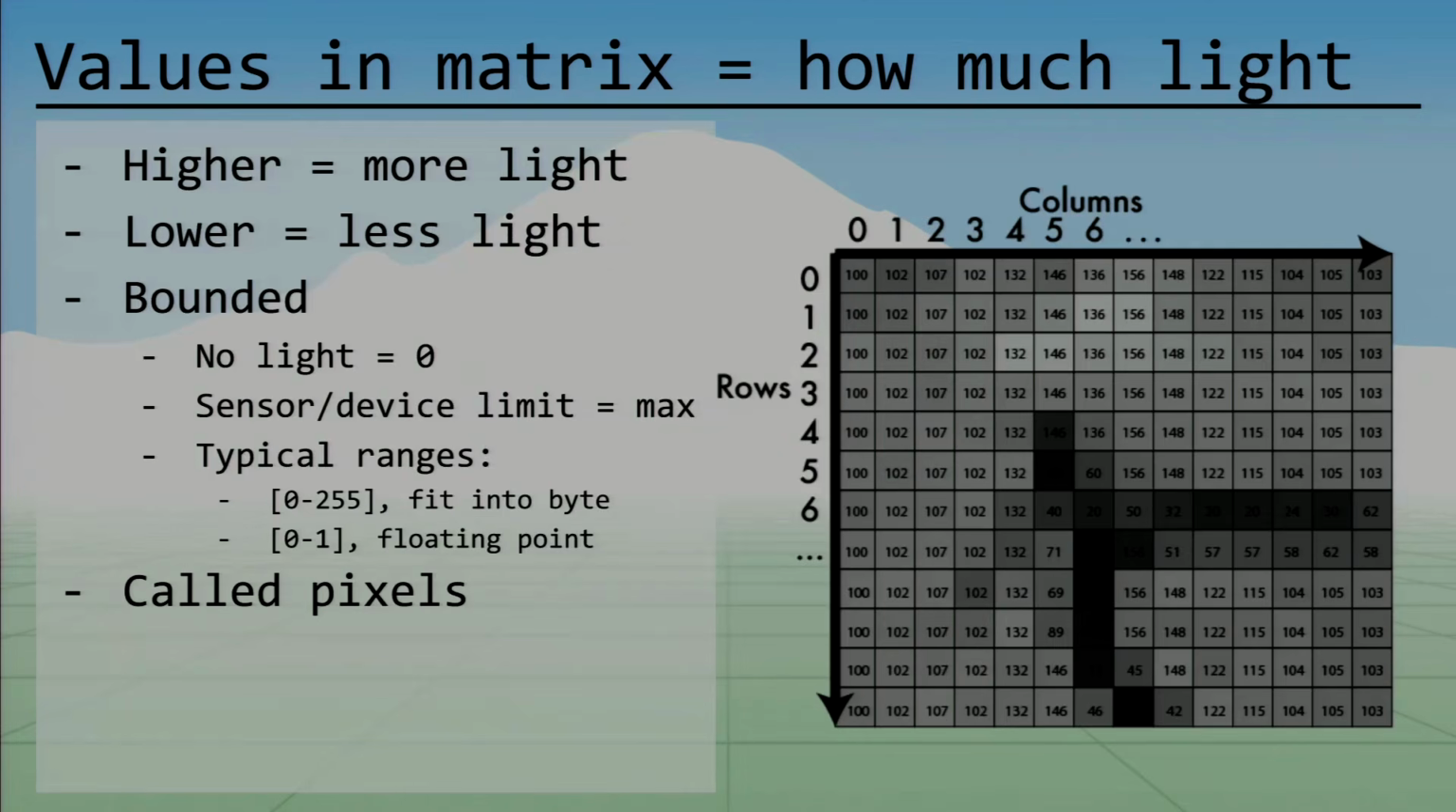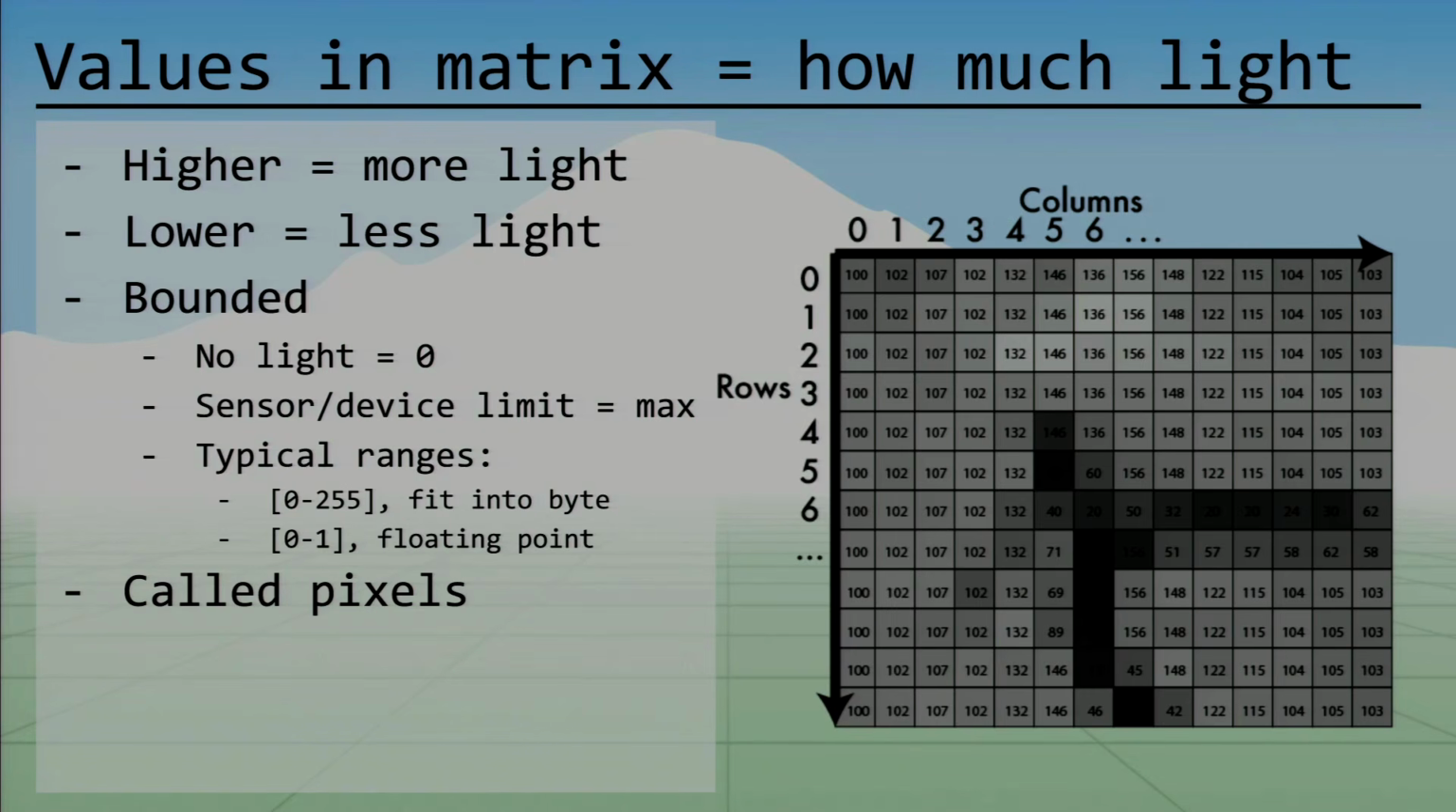Now, we have some restrictions that we want to put on what this image can be. Obviously, we want some sense of more light and less light. So we're going to have higher values in this matrix be more light, lower values be less light. It's going to be bounded in some sense. So no light, obviously, should be representable by something. So it's just going to be 0.